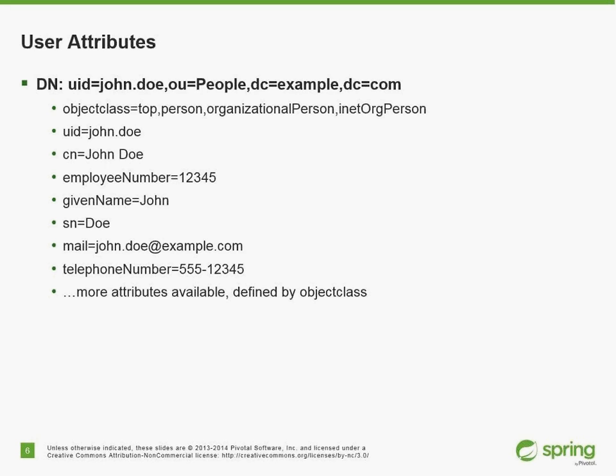So displayed here is a subset of the information that you can define on a user. There are many more attributes available. Once again, those are defined by the object classes.